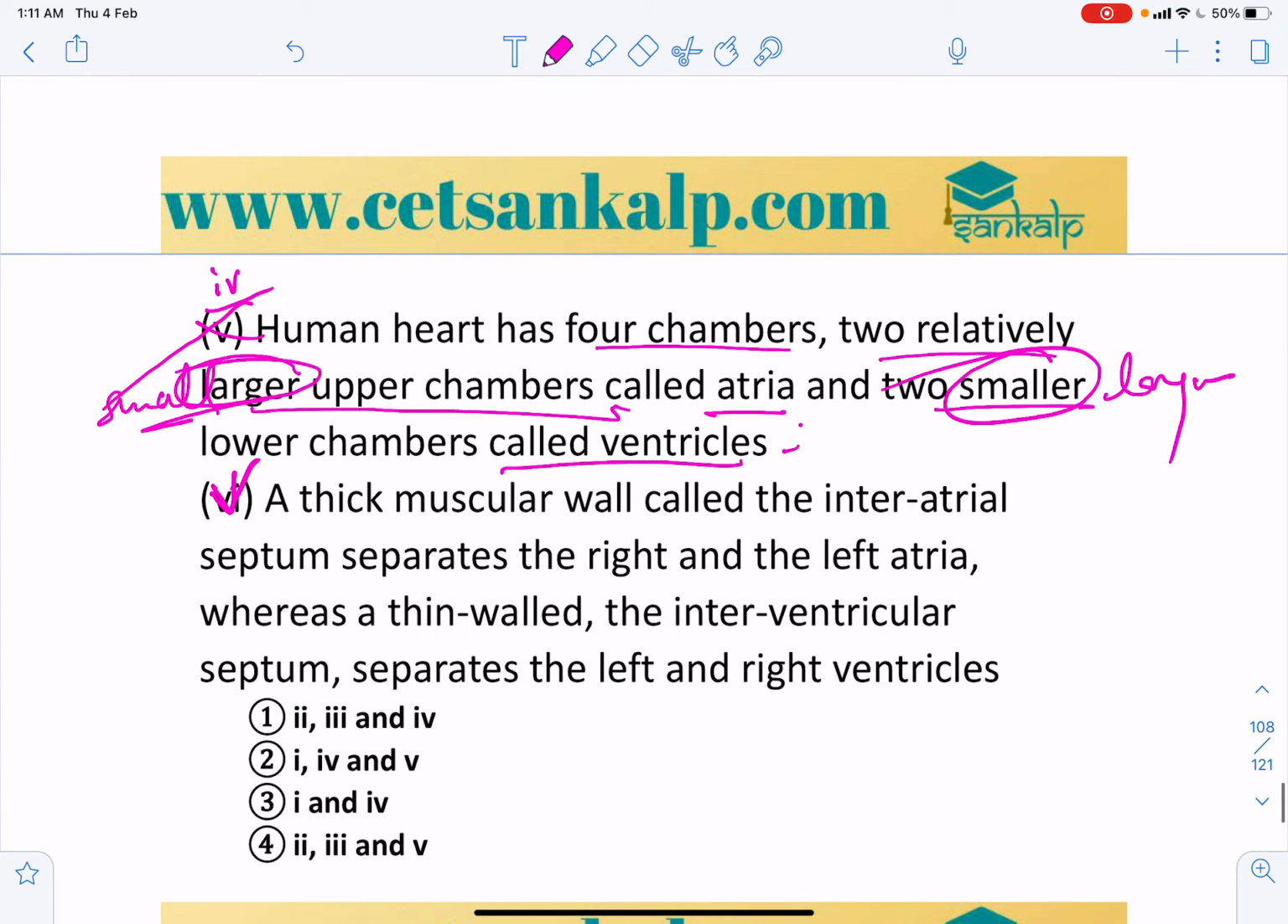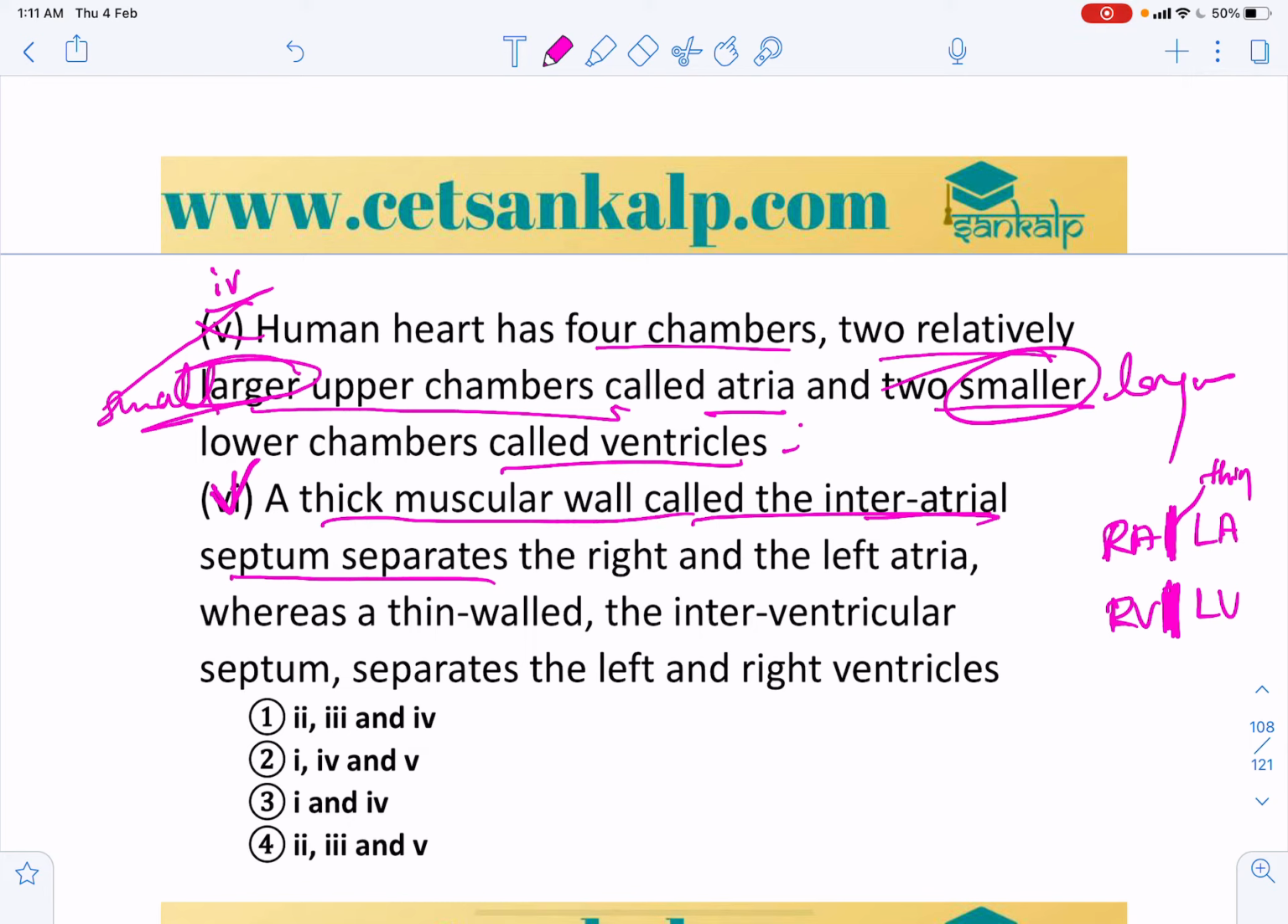So here, 1, 4, and a thick muscular wall called interatrial septum. What is that? Just recollect that. Right auricle and left auricle, that is interatrial. It is thin, and then right ventricle, left ventricle, this is thick, and this one is thin. Read out the thick muscular wall, interatrial. No, that is thin. Wrong. So 1, 4, and 5th are wrong.